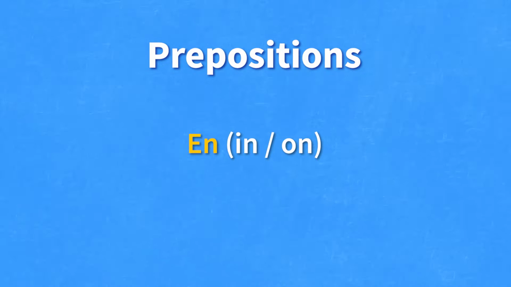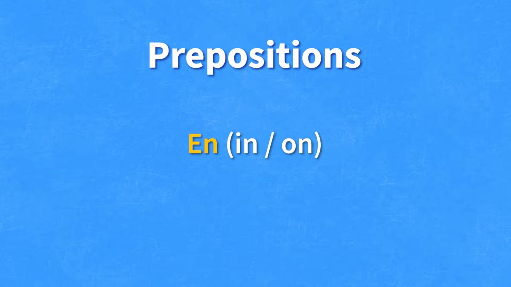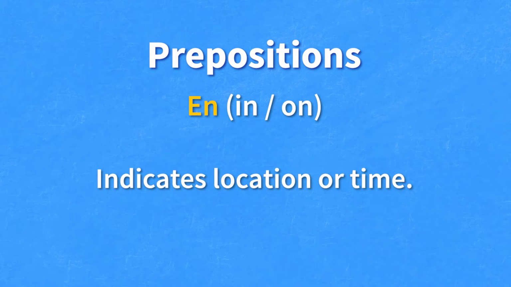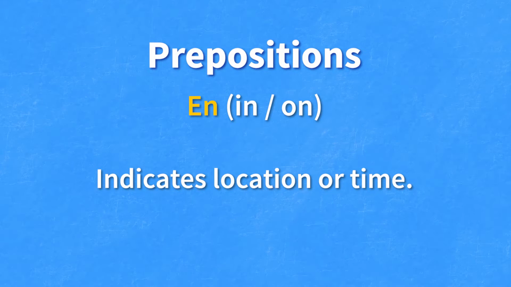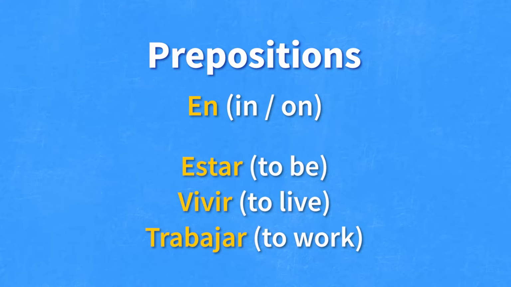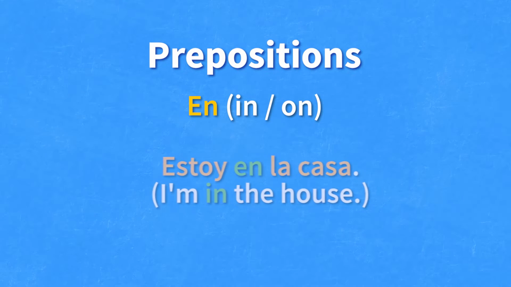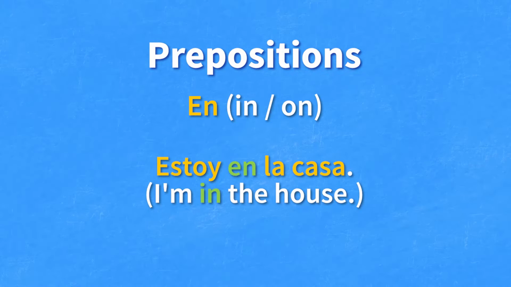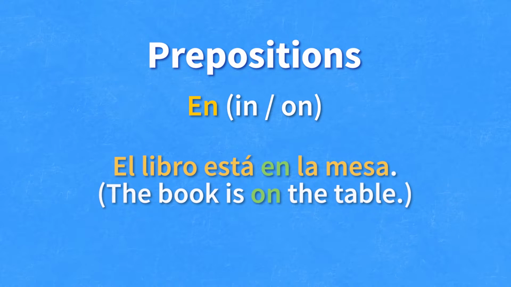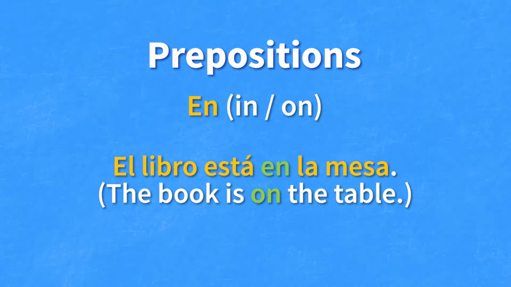En means in or on. It indicates location or time. It is commonly used with verbs like estar, vivir, and trabajar. For example, estoy en la casa. I'm in the house. El libro está en la mesa. The book is on the table.